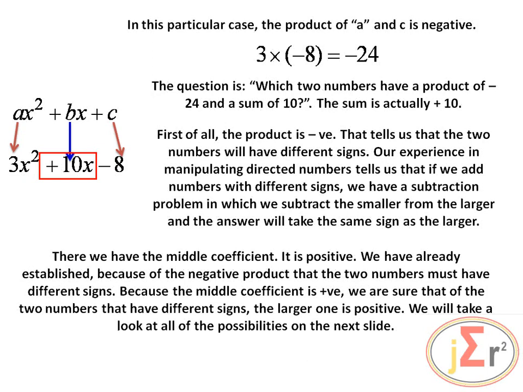So let us say that again. The middle coefficient is positive. We have already established, because of the negative product, that the two numbers must have different signs. Because the middle coefficient, which is the sum, is positive, we are sure that of the two numbers that have different signs, the larger one is positive. We will take a look at all of the possibilities on the next slide.